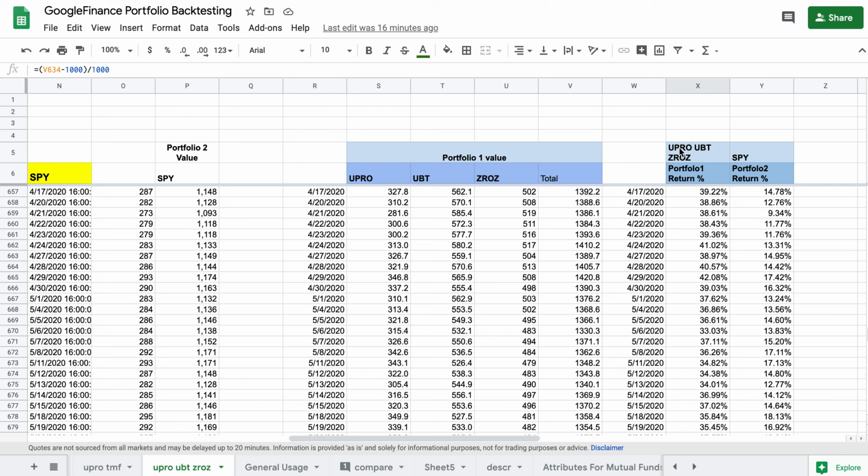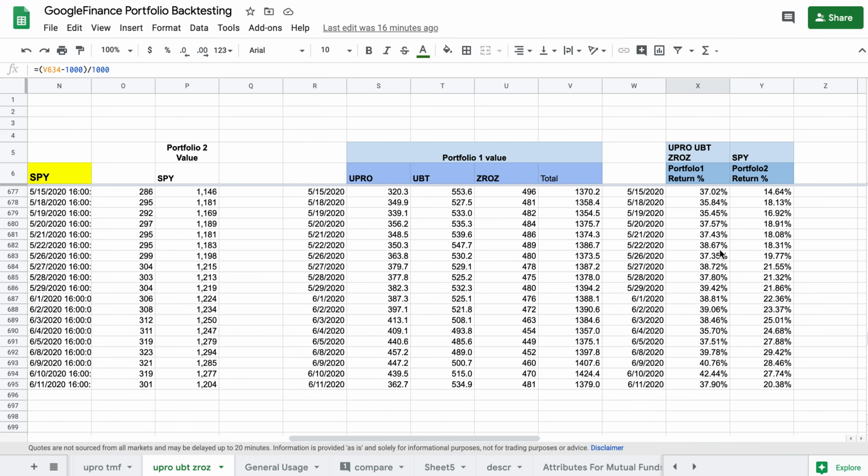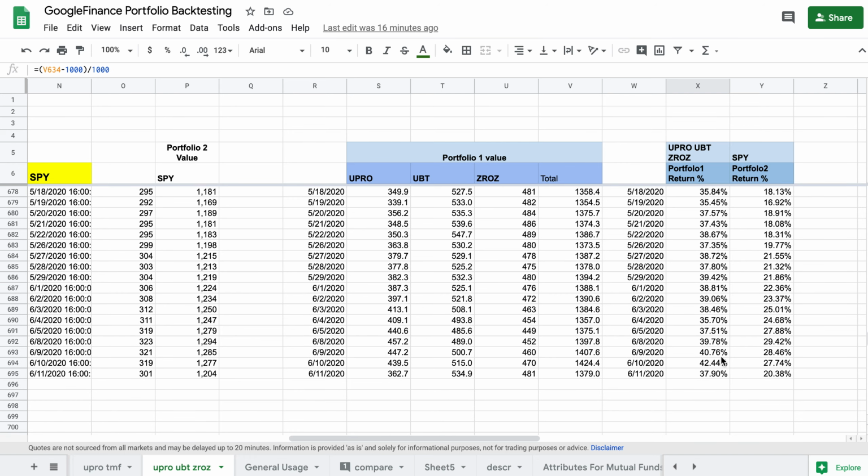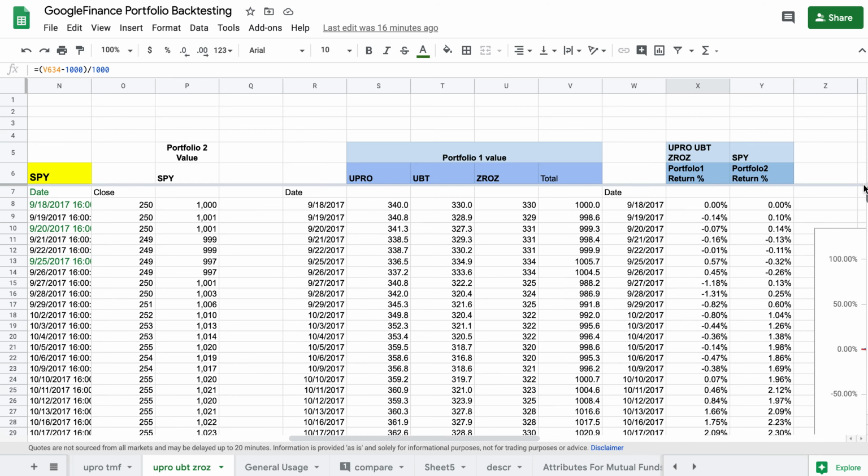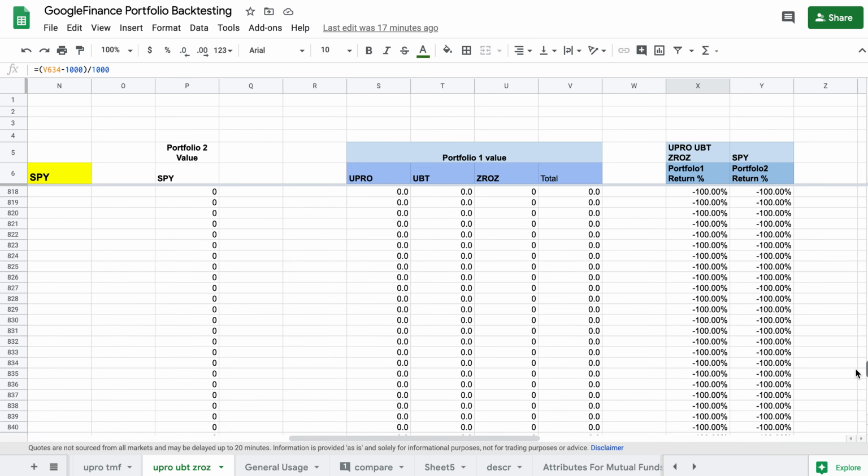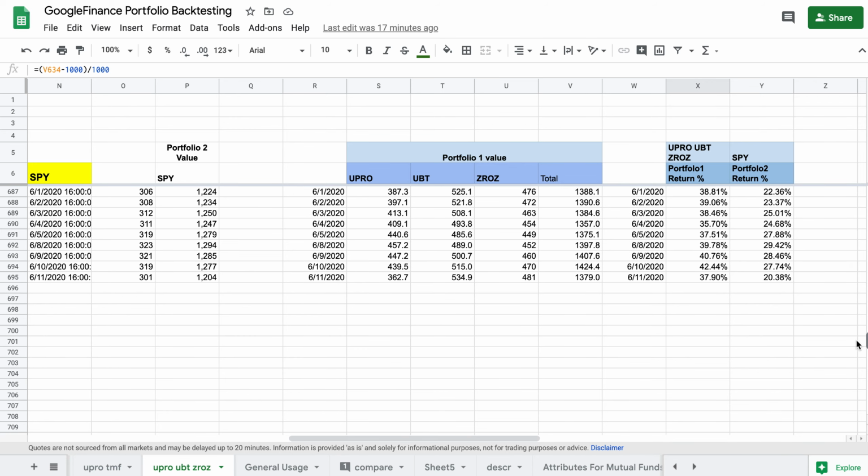So I think it also has a better recovery. Why does it have better recovery? Because UPRO is a 3x of SPY. So when SPY goes up, this goes up 3 times. So this has a better and faster recovery. Now this is the latest data. If I had invested $1,000 in this portfolio on September sometime, I would have had around 37% return.